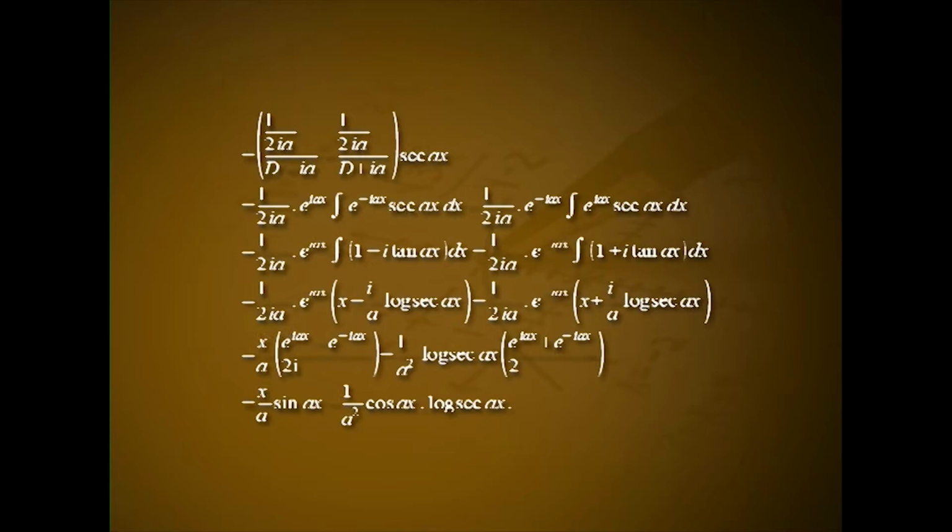Which is equal to 1 by 2ia into e raised to iax into (x minus i by a log sec ax) minus 1 by 2ia into e raised to minus iax into (x plus i by a log sec ax), which is equal to x by a into (e raised to iax minus e raised to minus iax) divided by 2i minus 1 by a square into log sec ax into (e raised to iax plus e raised to minus iax) divided by 2, which is equal to x by a into sin ax minus 1 by a square into cos ax log sec ax. Note: this case can be considered as a general case.